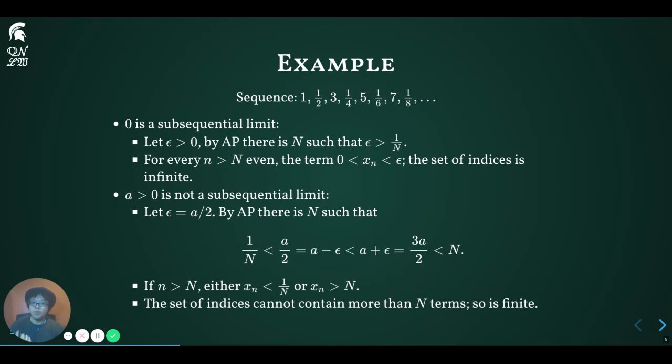In order to use the theorem to prove that a is not a subsequential limit, we need to show that there exists at least one positive epsilon, such that there are only finitely many terms of the sequence that sit within distance epsilon from a. What we can do is to take epsilon to be a over 2.